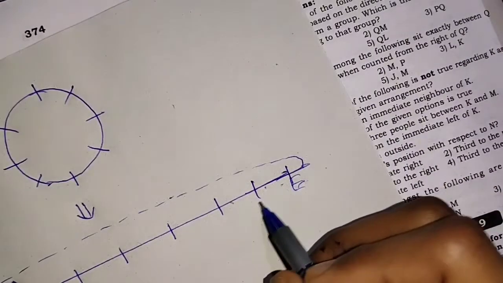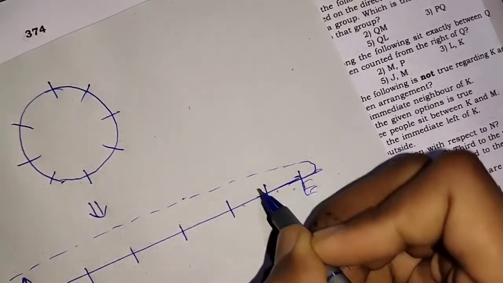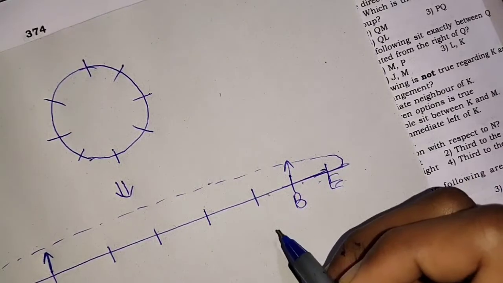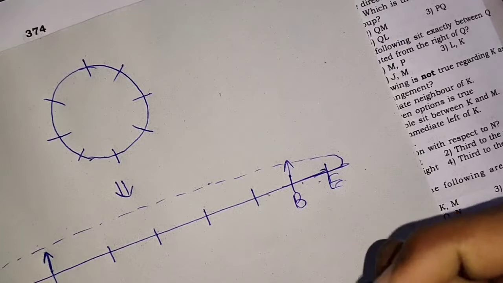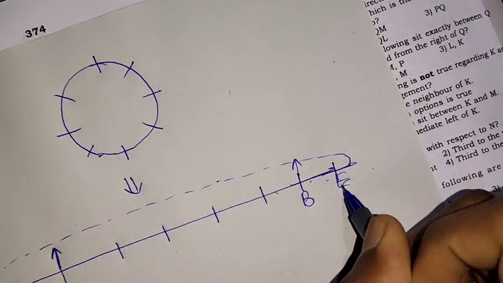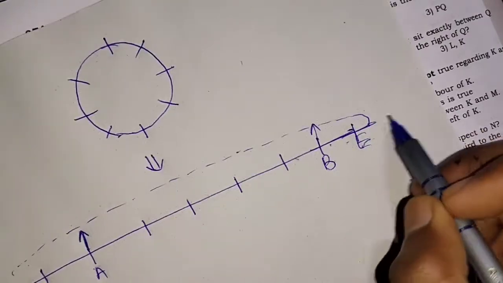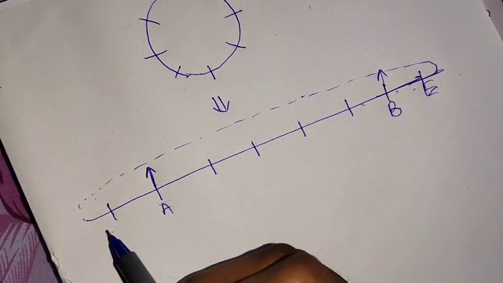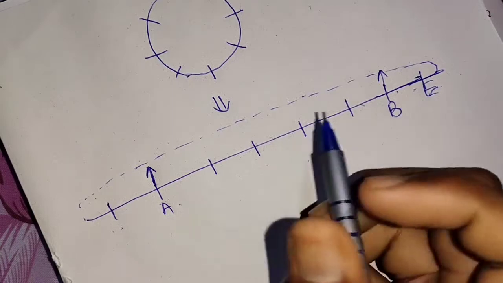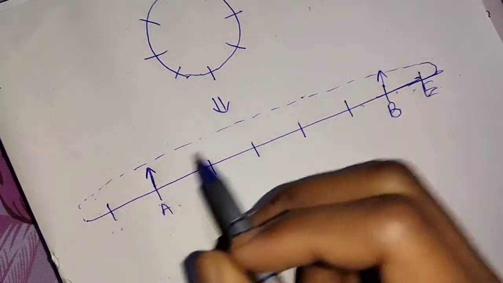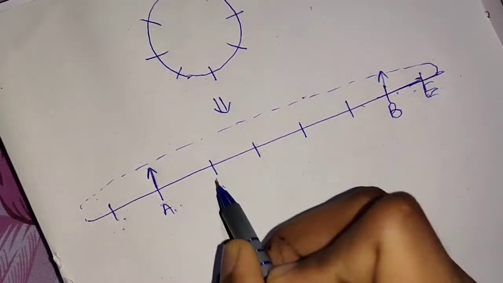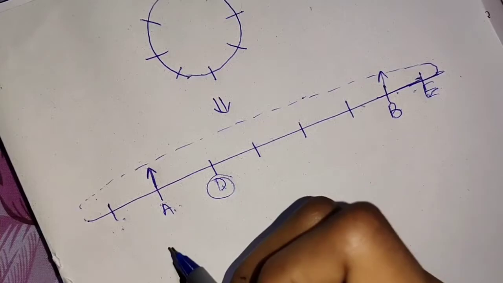Now say a person B is here and it is also facing the center, and now we have to place another person D who is sitting third to the right of B. So where will D be placed? Here is the first right of B, and second right will be placed here, and third right here. Let's suppose it is the fourth to the right of B. So first right, second right, third right, and fourth right of B. Here D will be placed.